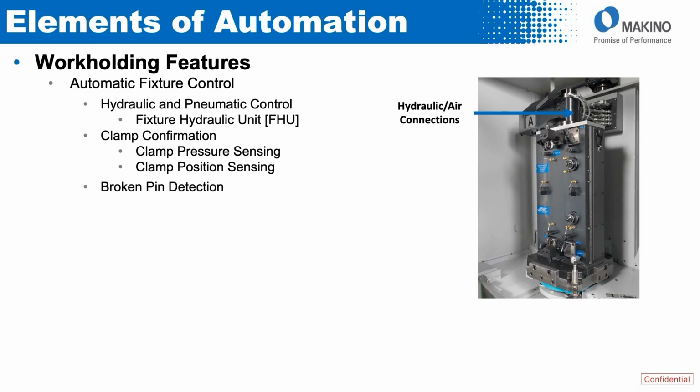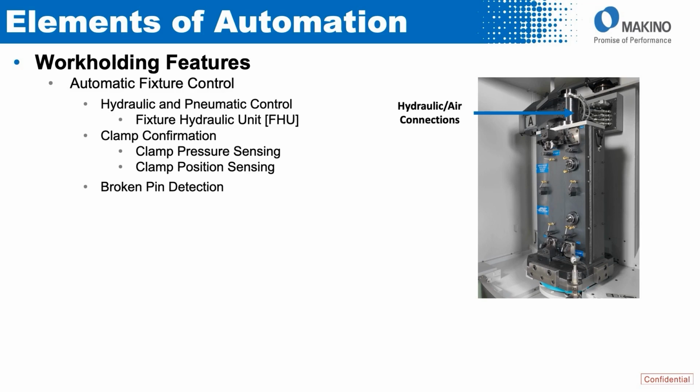Looking at the clamp confirmation, so whether the part's clamped or unclamped, the fixture's clamped or unclamped, we've got a couple different ways that we're able to do that. By far the most common way is through clamp pressure sensing. So we've got pressure sensors. We detect that the clamps have reached a preset pressure setting. Once they reach that pressure setting, then we know that the part is clamped in the fixture.